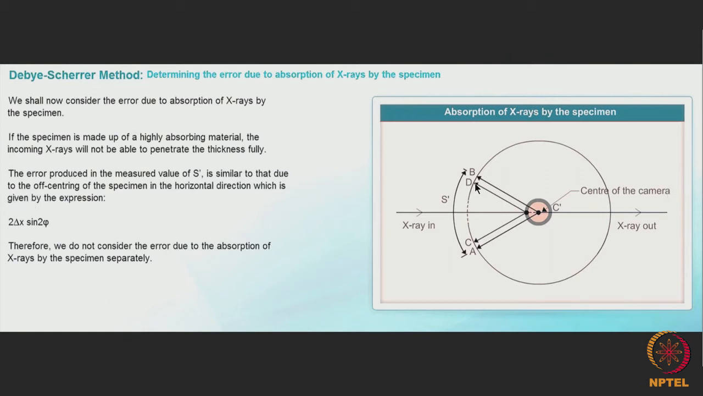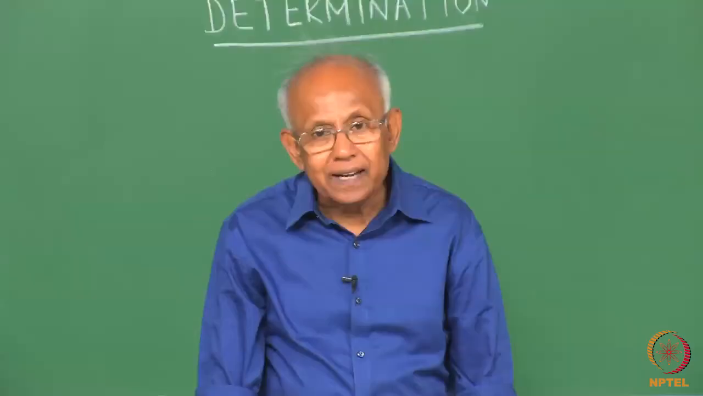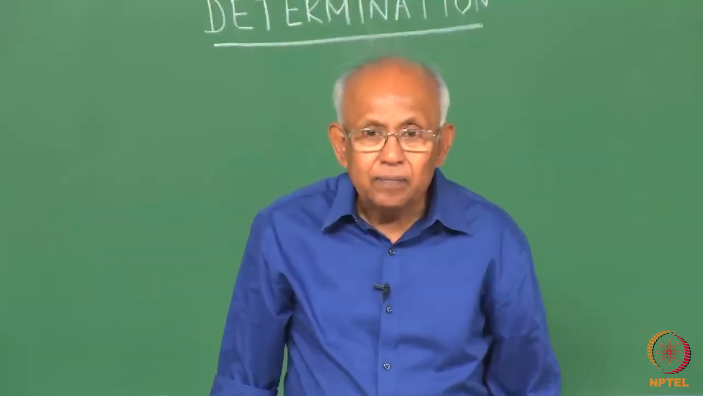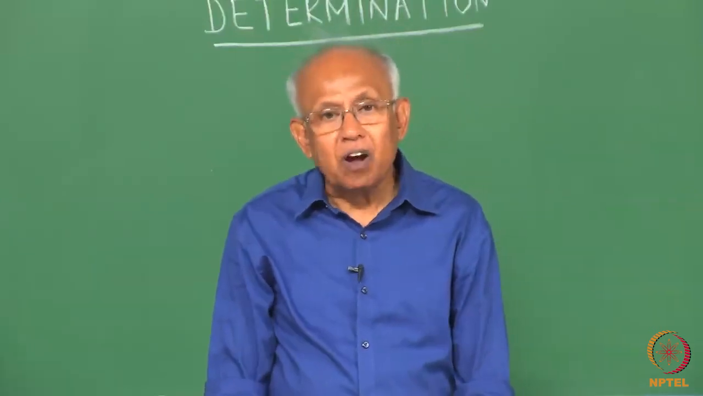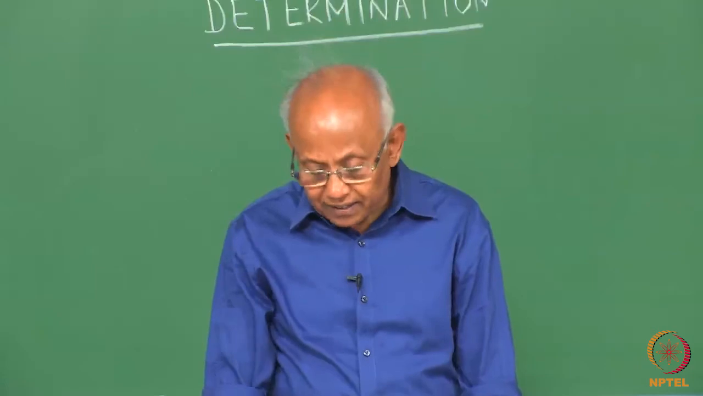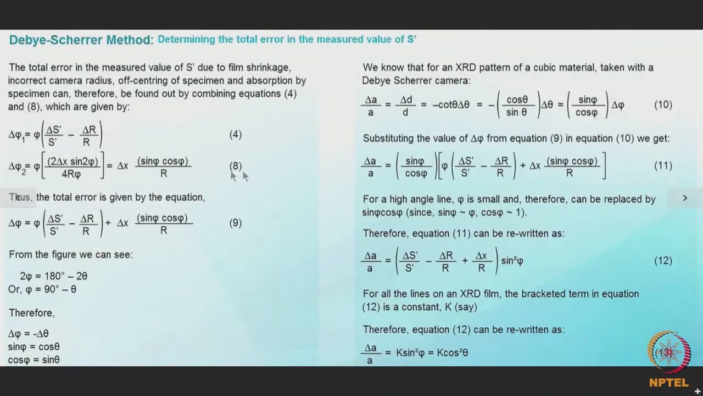Now, this error due to the highly absorbing nature of the specimen is very similar to the error due to off centering of the specimen in a horizontal direction. So, we do not consider the error due to the absorption of X-rays by the specimen separately, since it has already been taken care of in the error due to off centering of the specimen in the horizontal direction. Now, what is the total error in the measured value of S prime?